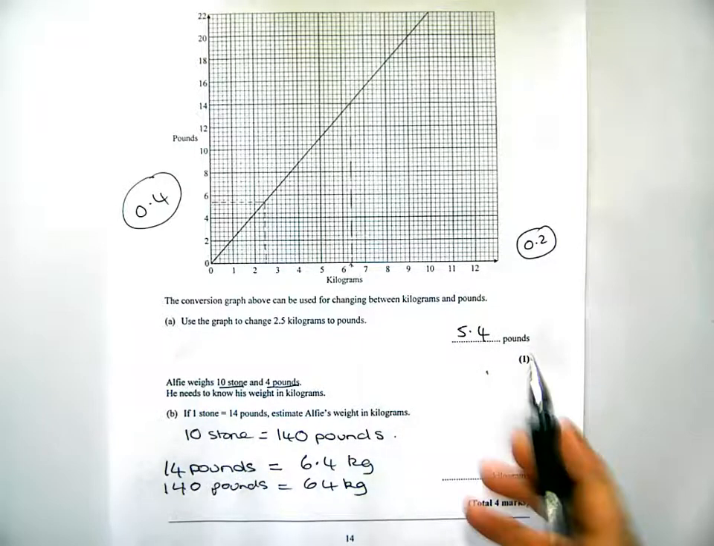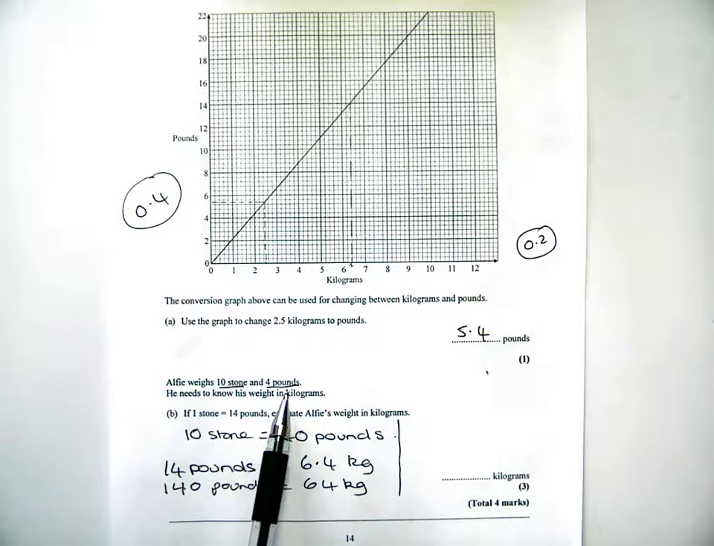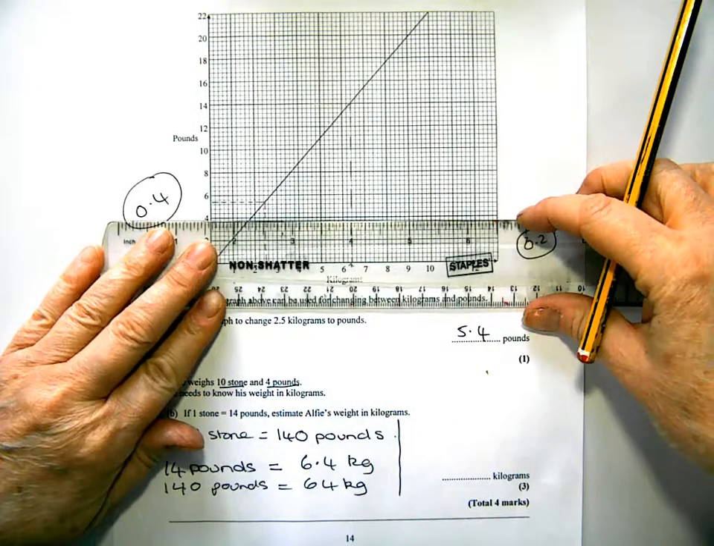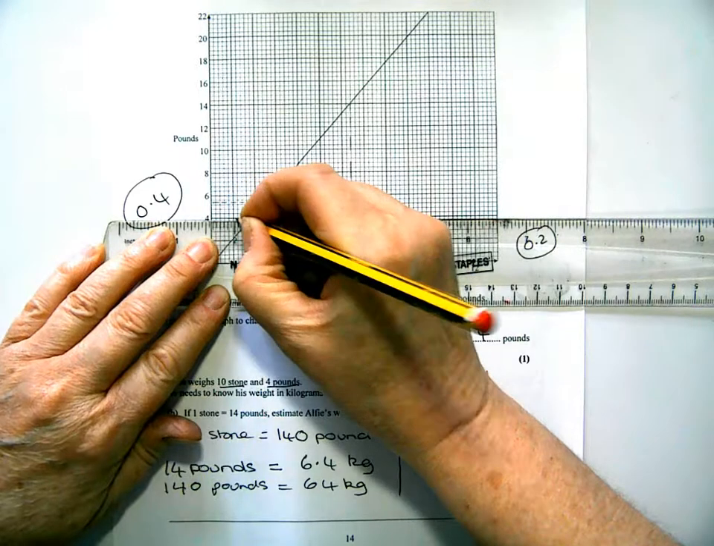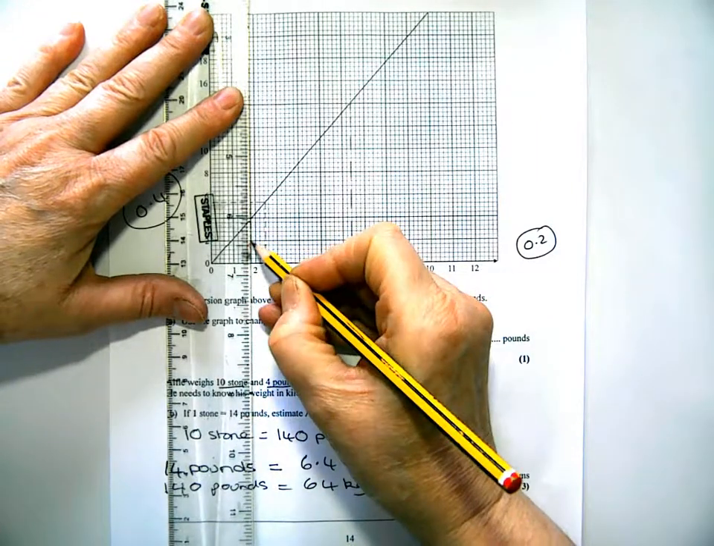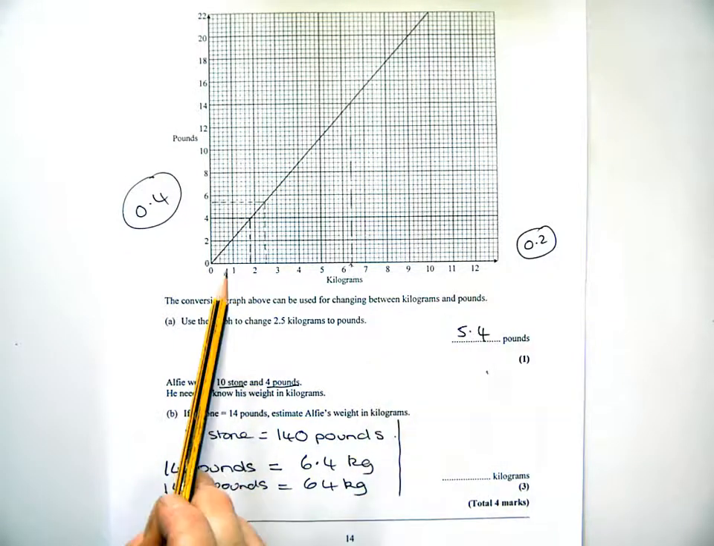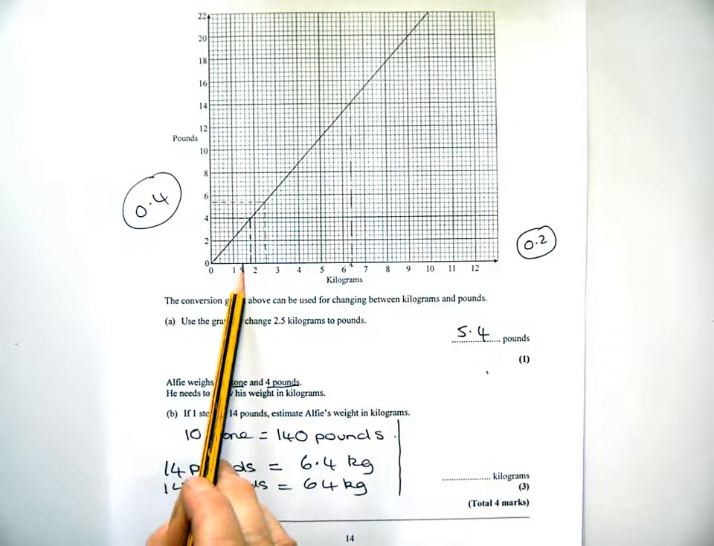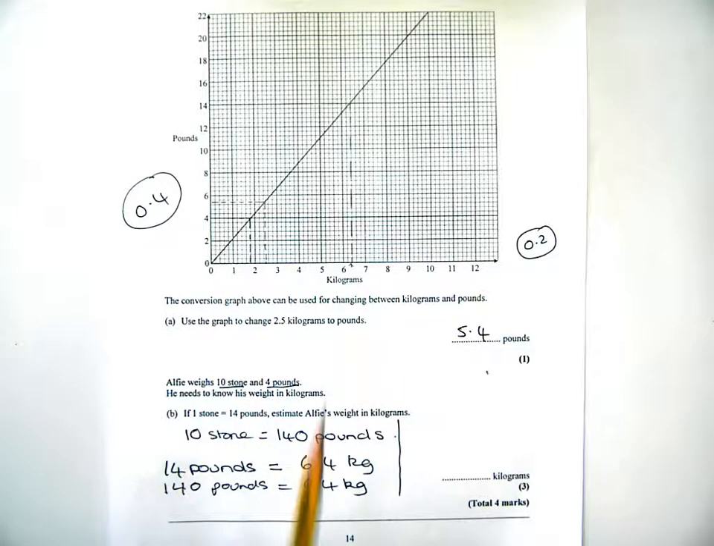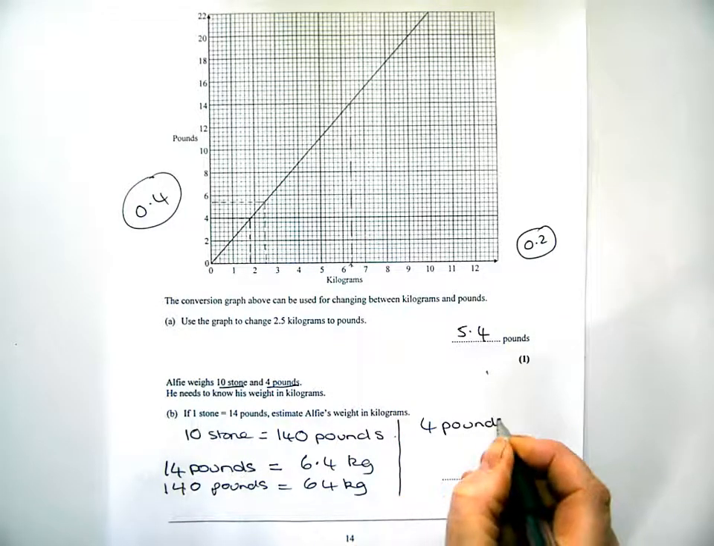Draw a line there. I'm running out of space. So let's have a look at 4 pounds. 4 pounds is on our graph. So taking your ruler, find 4 pounds, draw your dotted line, and drop it down. So reading off the graph, remember each of those little squares is 0.2, 1.2, 1.4, 1.6, 1.8. So 4 pounds is 1.8 kilograms.